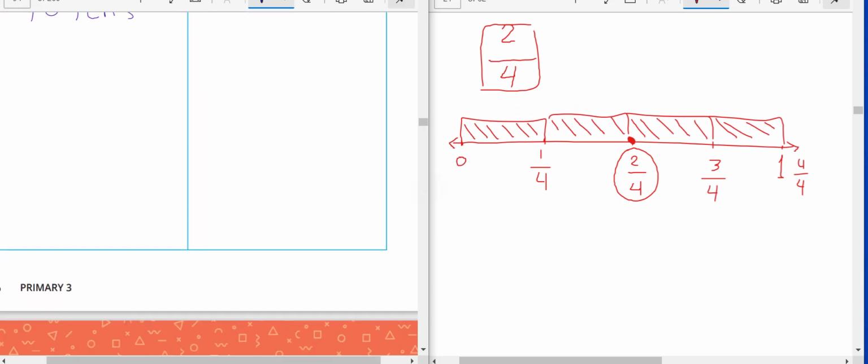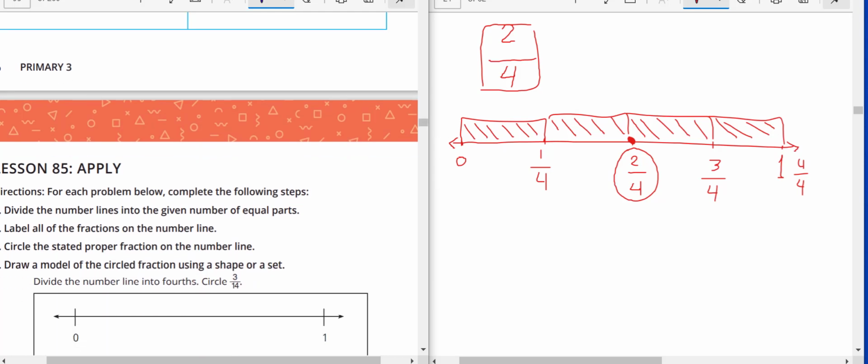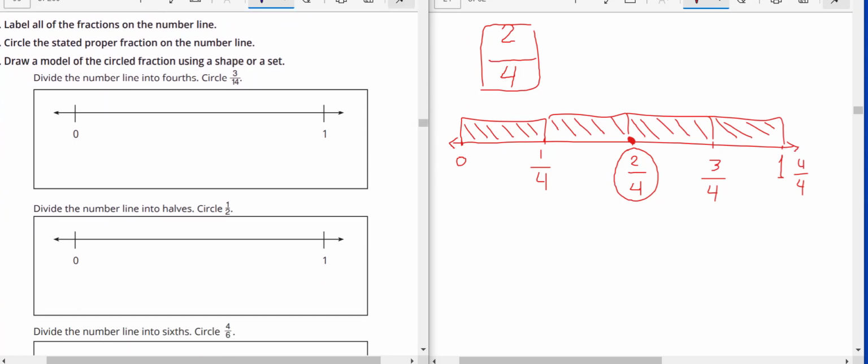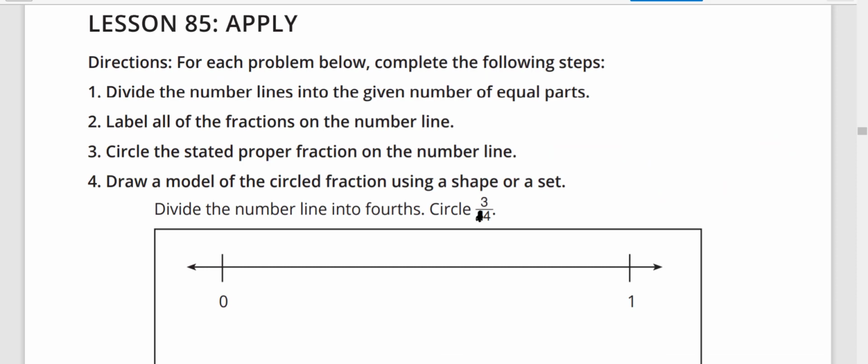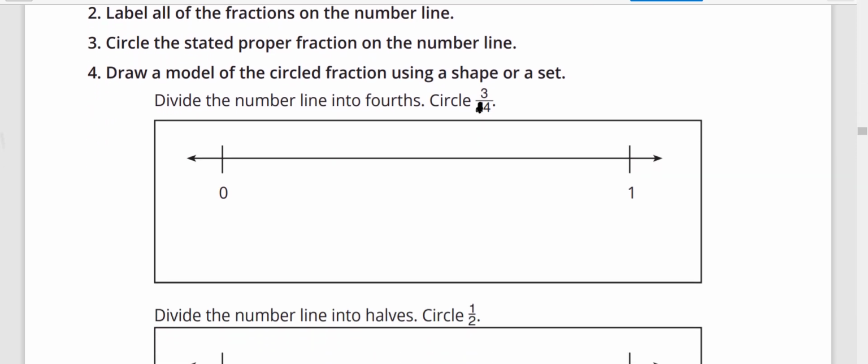Next page. For each problem, complete the following steps. Number 1, divide the number line into the given number of equal parts. Number 2, label all of the fractions on the number line. Number 3, circle the stated proper fraction on the number line. Number 4, draw a model of the circled fraction using a shape or a set.